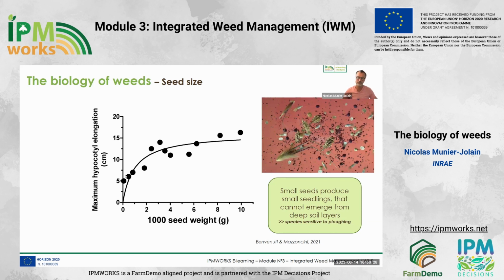This means that species with small seeds might be more sensitive to burying in deep layers of soil, so more sensitive to plowing, whereas some species with large seeds and high seed weights, for example Avena fatua, a species which is very well known to have large seeds, are able to germinate and emerge from quite deep layers of soil, for example at 10 to 15 centimeters deep.